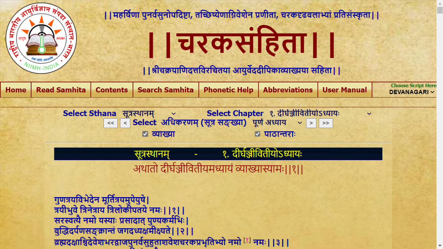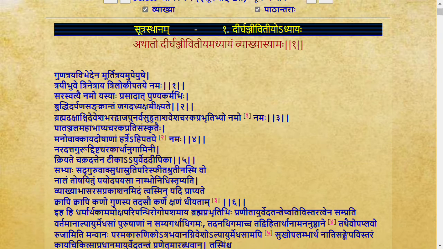He is praying to the Lord, and the next shloka, number 2: Saraswatye namo yasyaha prasadat punyakarmabhihi buddhidarpana sankrantam jagadadhyaksham ikshate. So this is also a prayer for the goddess Saraswati. And next is again a prayer, shloka number 3. I quote: Brahmadhakshashvi devesha bharadvaja punarvasuhu hutasha vesha charaka prabhrutibhyo namo namaha.